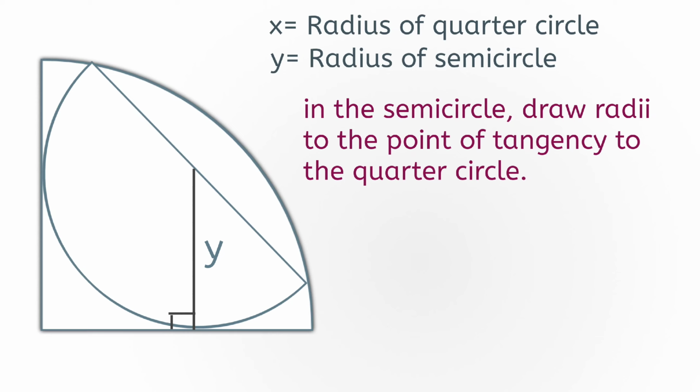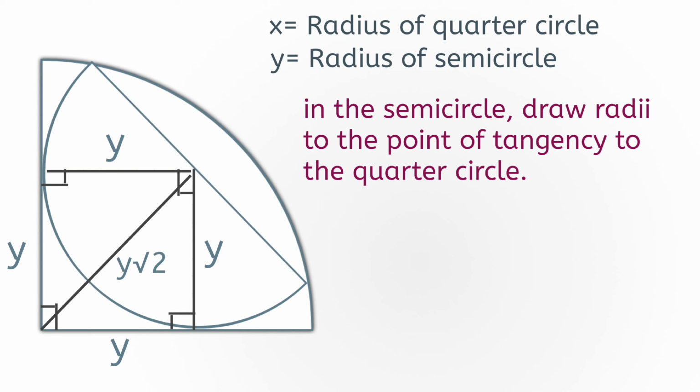We can also draw another line segment, which will also be tangent and have the value of y. Since the quarter circle is 90 degrees, this will also form a right angle. Therefore, in this quadrilateral, all the angles are right angles, which means it is a square. So all sides are equal to y. By using the Pythagorean theorem, the diagonal of this square is equal to y times the square root of 2. It's like solving a puzzle, step by step, seeing how the pieces fit together.